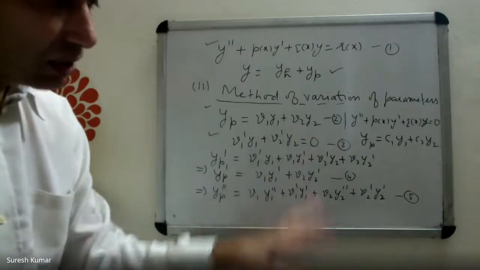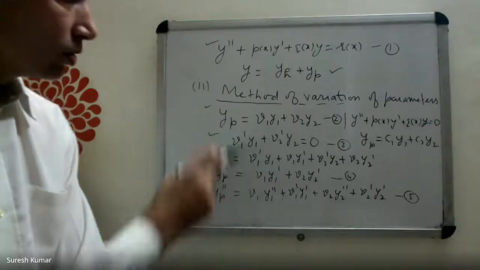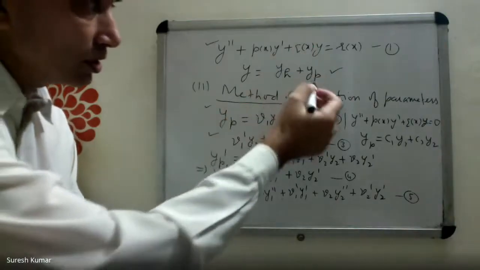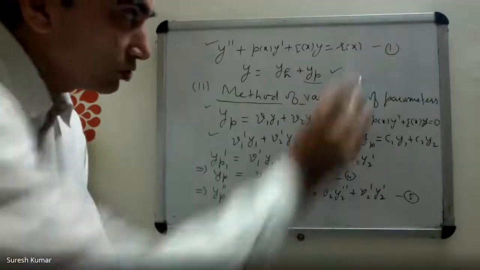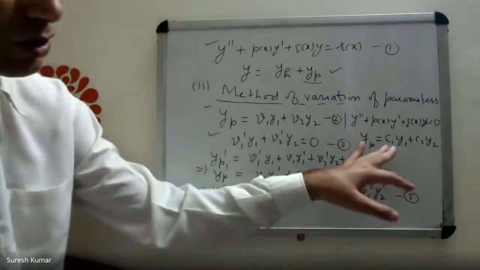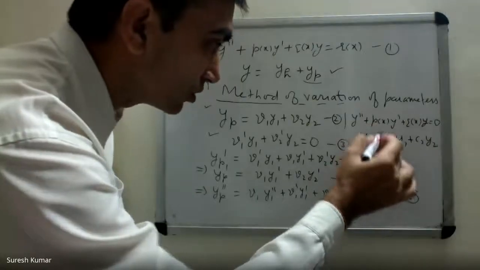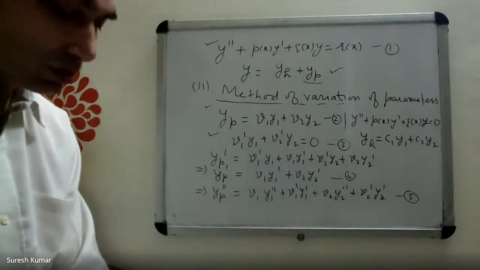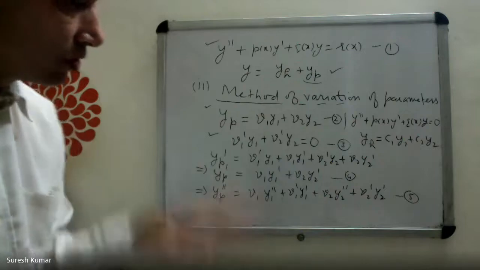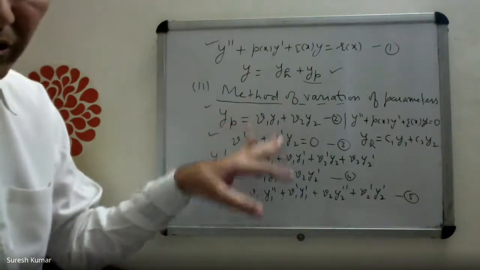Any doubt in this calculation? Sir, why are we writing yp? Shouldn't it be yh, the solution for the homogeneous equation? No, yp. We are constructing yp for this equation 1. Yh we have already found. Sorry, this one. Okay, this is yh, of course. This is yh. But this is yp, that we are constructing by this method.